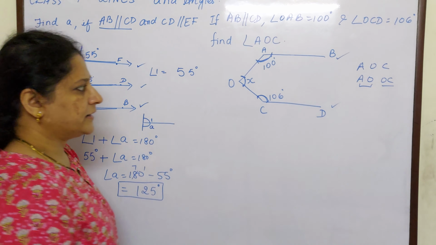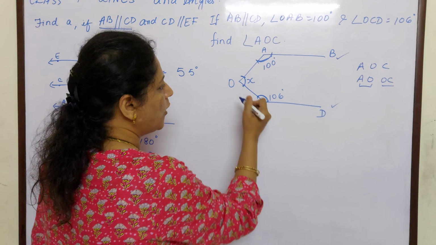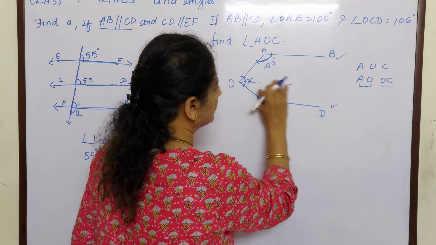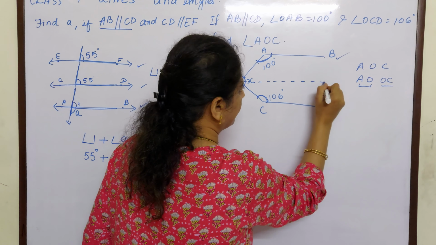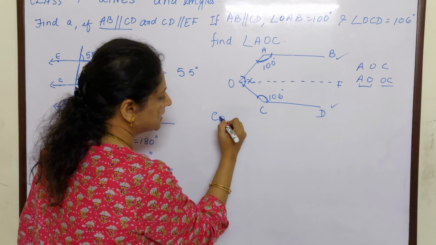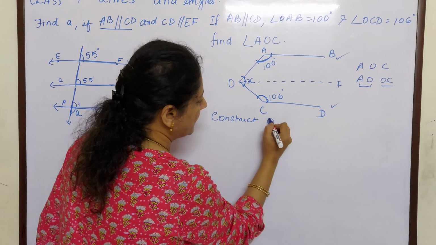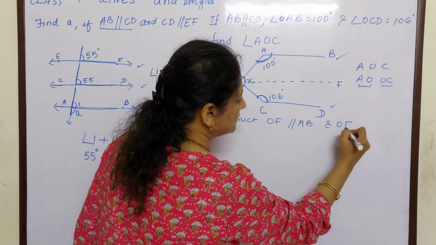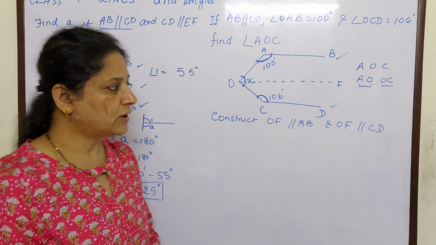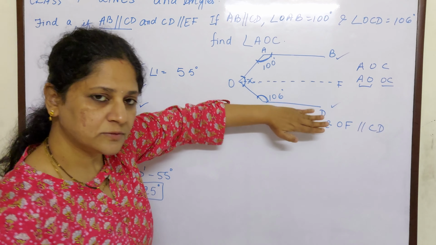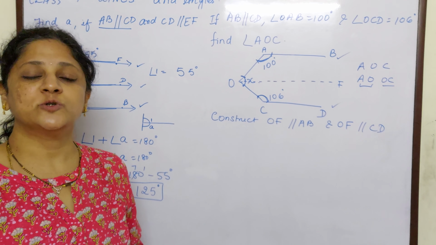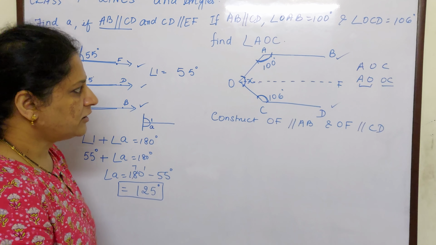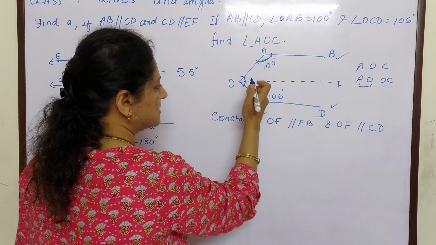Now how will we find this out? We will construct a line OF. Okay, let us construct like this. So I am constructing a line OF parallel to AB, and OF should be parallel to CD also. So I am constructing a line parallel to AB and parallel to CD. Why? Because I want to make use of corresponding angles, interior angles on the same side of the transversal. That's why. Now if you see children, let me remove this X for the time being.